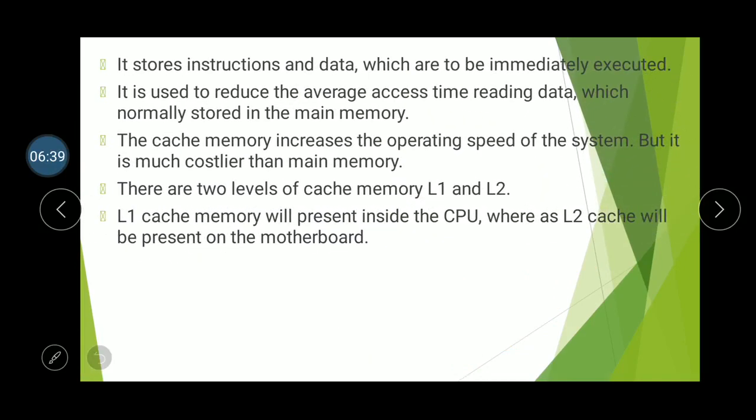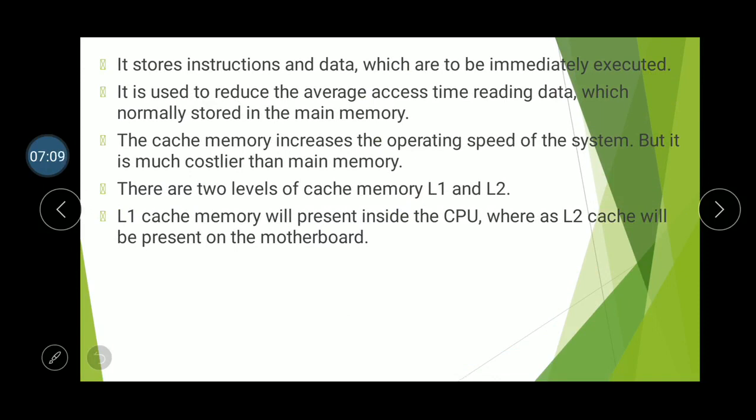It stores the instructions and data which are to be immediately executed. It is used to reduce the average access time for data which is normally stored in the main memory. The cache memory increases the operating speed of the system, but it is much costlier than the main memory.